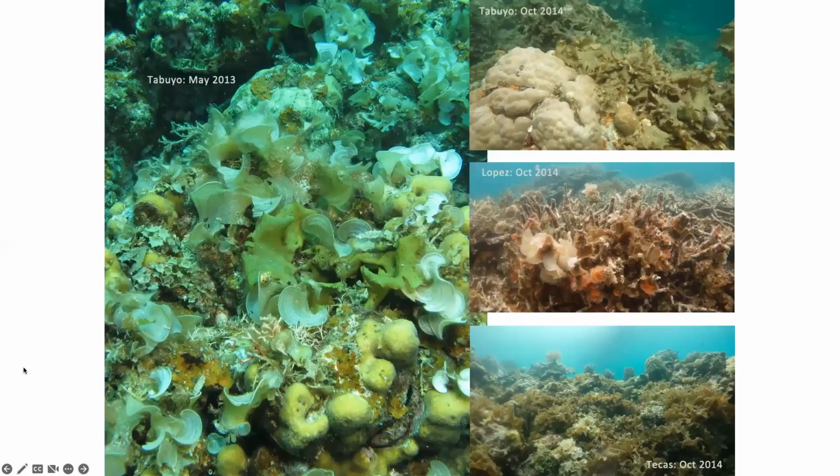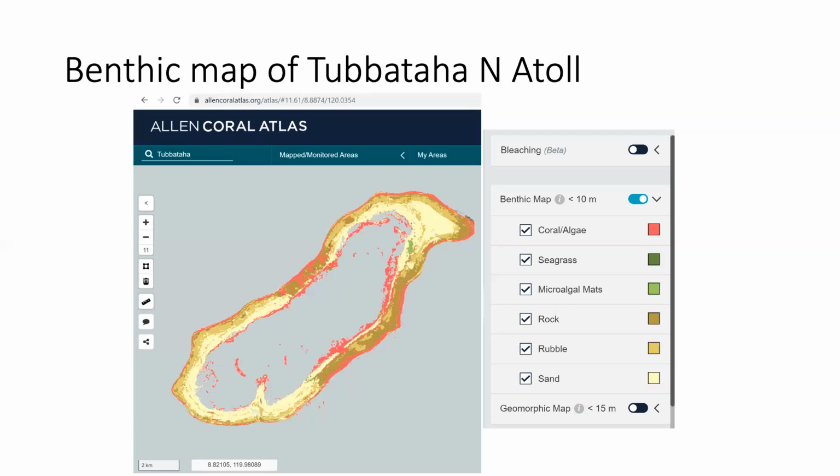Okay, so these are pictures from Taytay, that reef na we were showing na hindi nagre-recover. And you can see there's a lot of Padina, Lobophora, and in some reefs, even Caulerpa. Okay. And hindi ko na maalala.